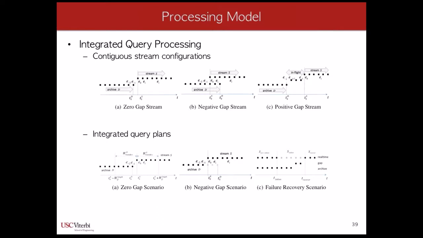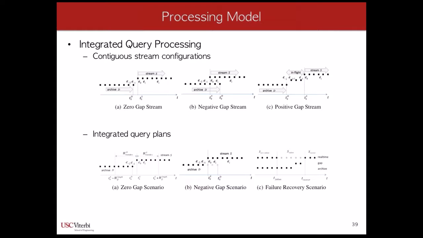We need to consider the following three stream configurations. Firstly, ideally, the data is either in the data archives or on the data stream. That is the first case. However, in some configurations, the data is in the database, and because of latency, it also comes from the stream. And the third case is that some data is in flight, and is either not yet observed by the database or observed by the stream. So we propose these integrated query plans to take care of these scenarios.